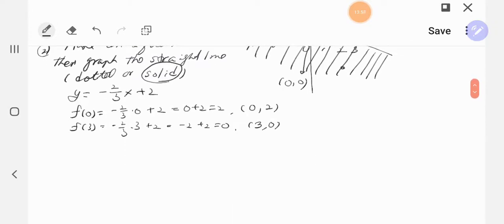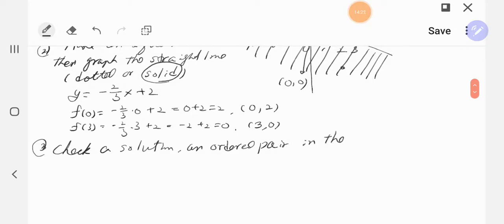So check. Okay, let's check. Check a solution, an ordered pair, in the shaded area. Okay, so why don't we try 0, 0?